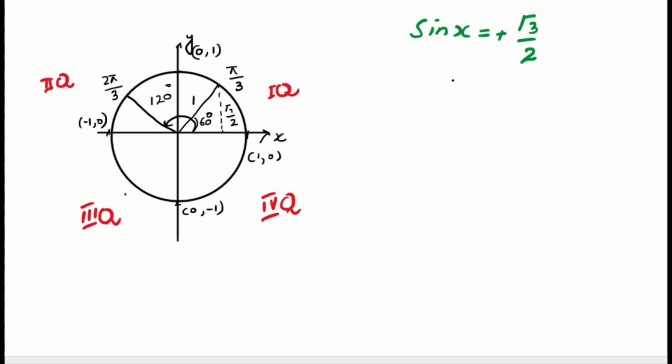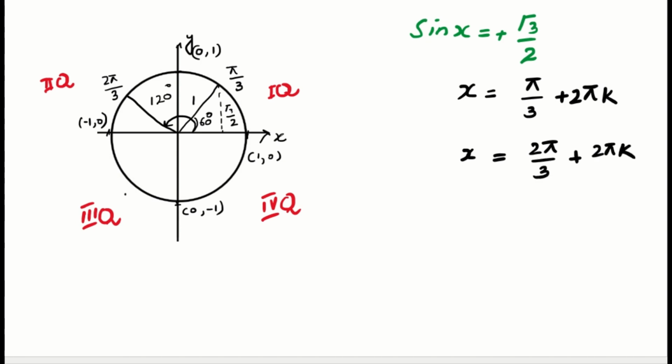X is equal to pi over 3 plus 2 pi k, k is constant, and the other value of x is 2 pi over 3 plus 2 pi k, k is constant. So it is in the first and the second quadrant above the plane, the positive values.